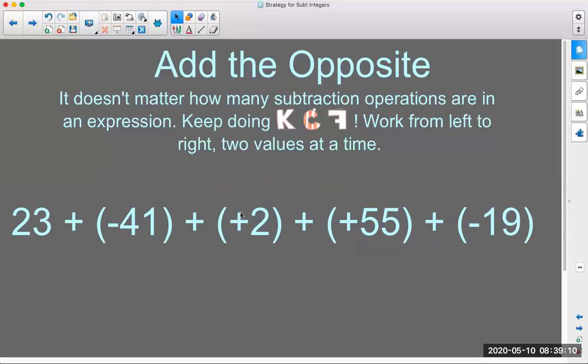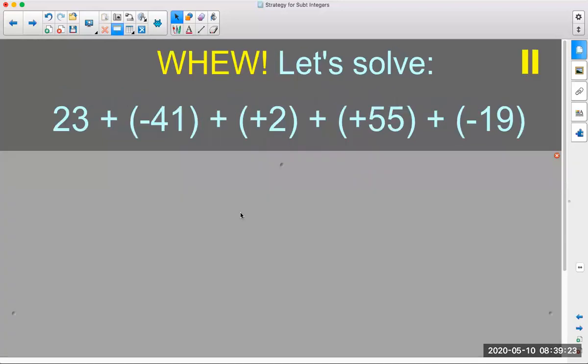Fantastic. Great job. We made it all the way through, and there isn't a single subtraction sign in this expression. Awesome. Now we can use our addition rules that we practiced earlier. Whew, yeah, we got to take a breather. That was a lot of work.